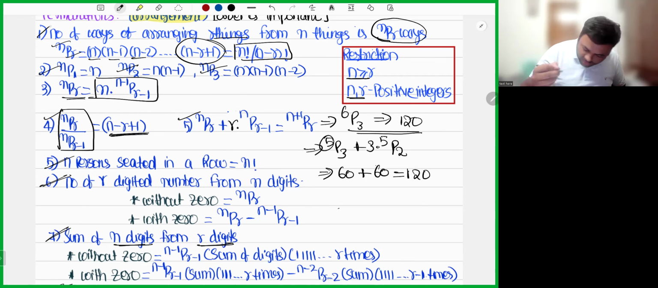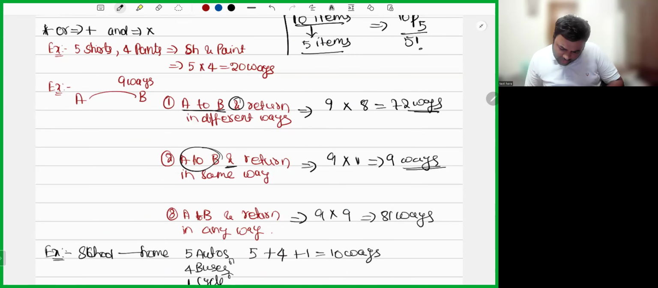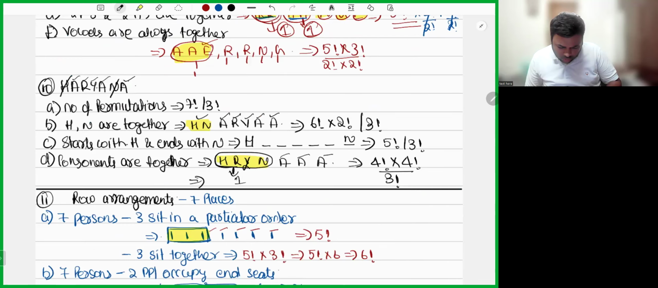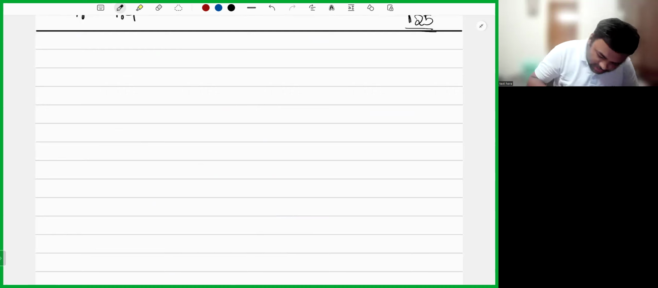Now, before proceeding further, 3-4 sums are there. I want you to solve them now. Once you solve them, tell me the answers, then we'll proceed to combination. Okay. 17th one. After these are done, we can then go to combinations.